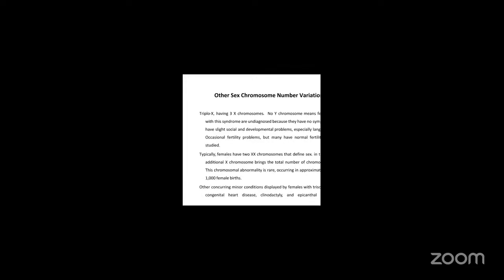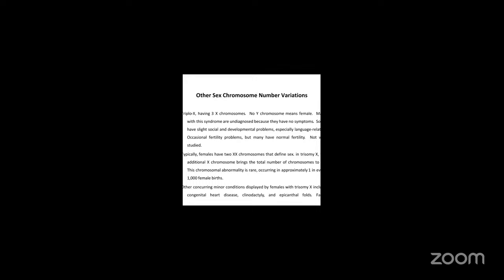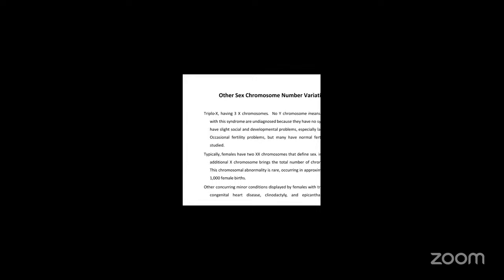Females have 2X chromosomes that define sex. In trisomy X, the additional X chromosome brings the total number of chromosomes to 47. Other concurring minor conditions displayed by these include congenital heart disease, syndactyly, and epicanthal folds. Then facial disorders will also be there. So these are the different types of chromosomal disorders or chromosomal abnormalities.